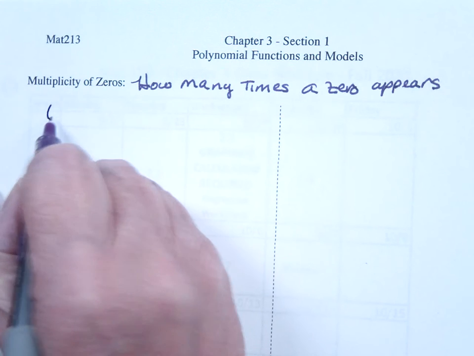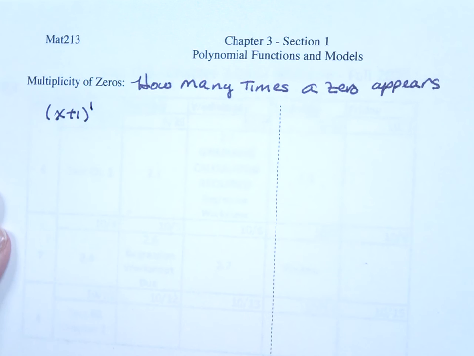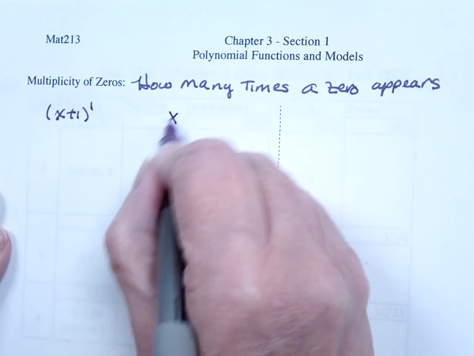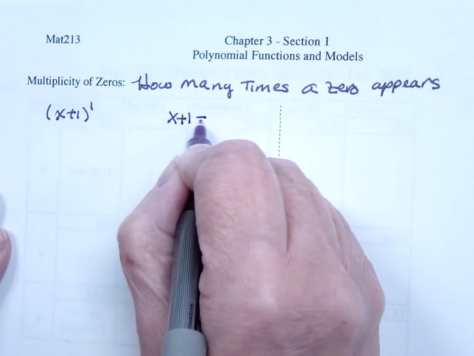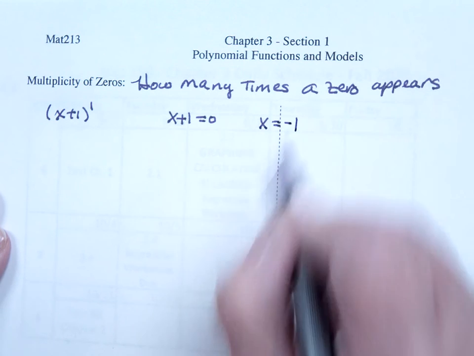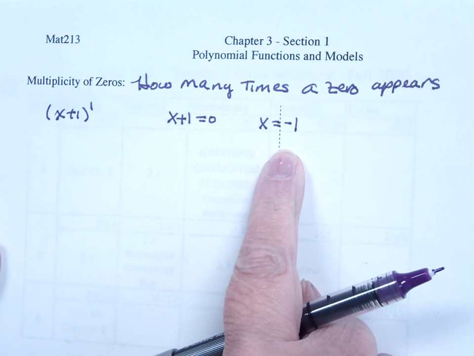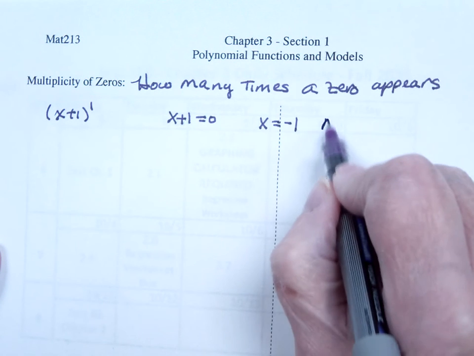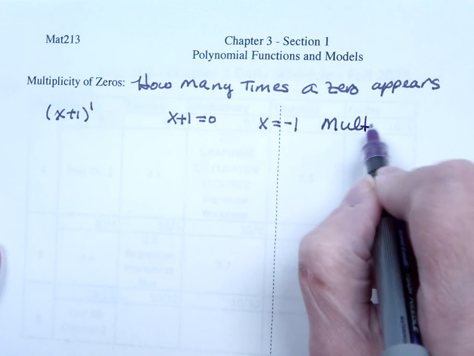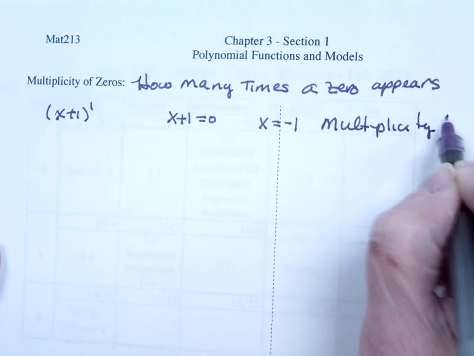So, for example, if I have x plus 1 to the 1 power, we would set that equal to 0. X plus 1 equals 0. X equals negative 1. And it only appears once, so we say it is multiplicity 1.